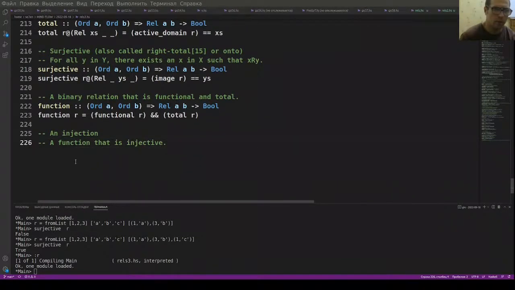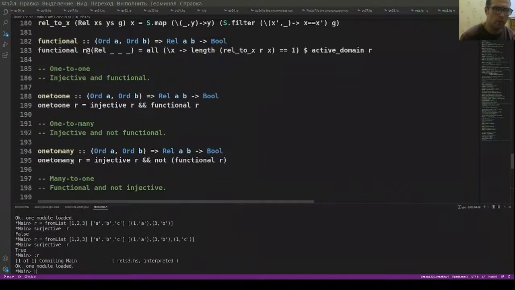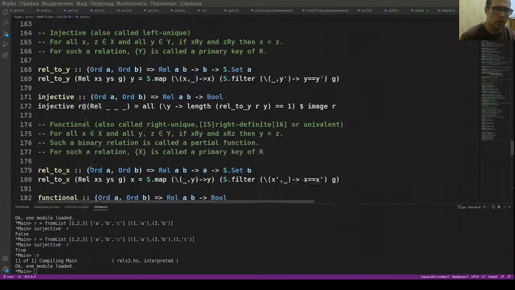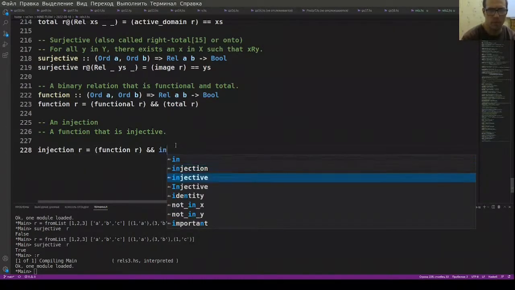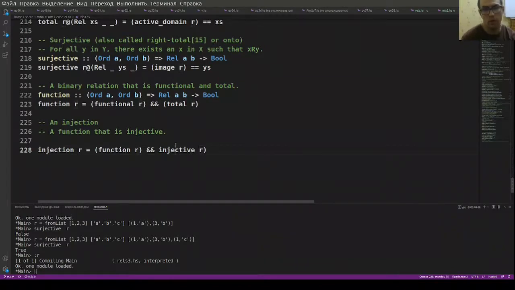Injection. So functional and injective. Injection. I care about naming clashes, but there is no naming clash here. This is a functional relation, a function, and also an injective relation. Let's add that signature.